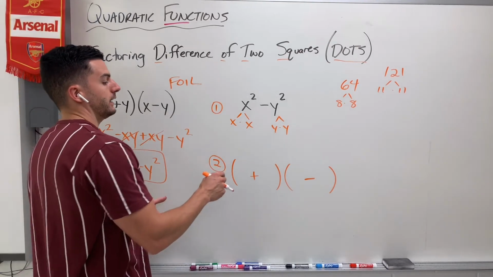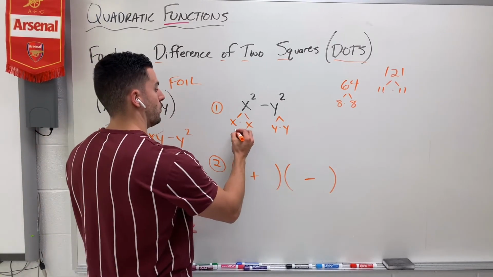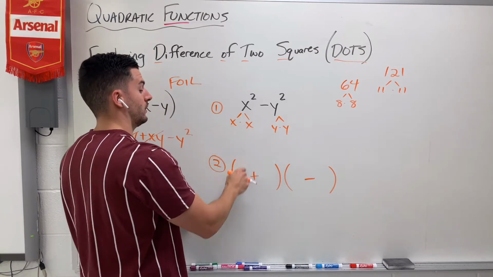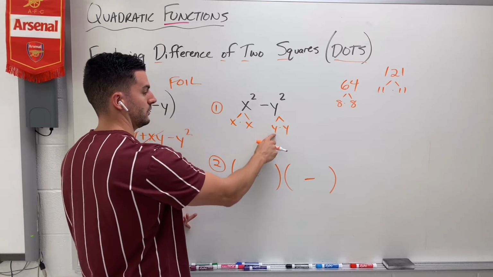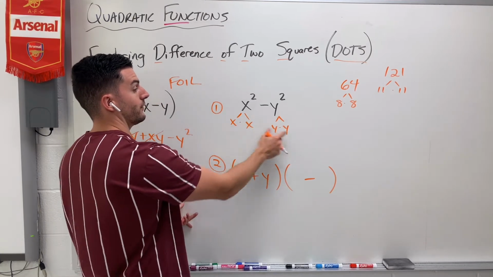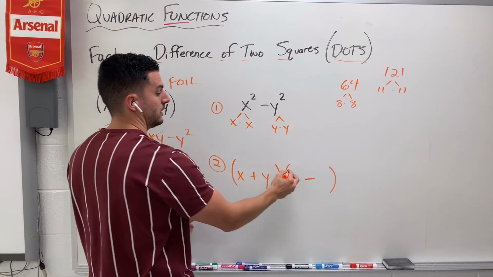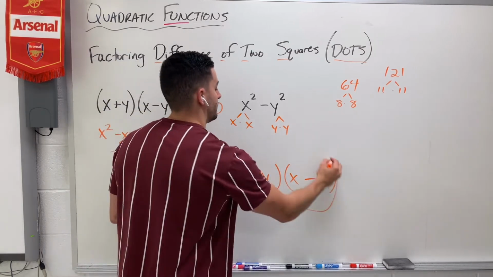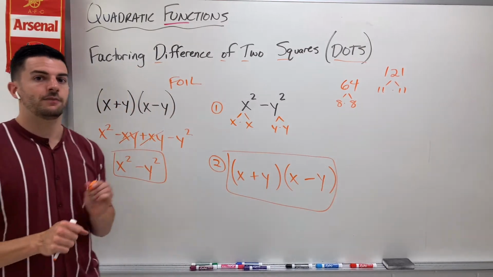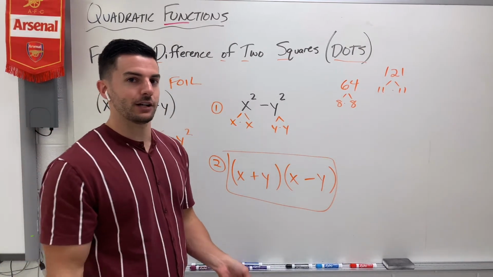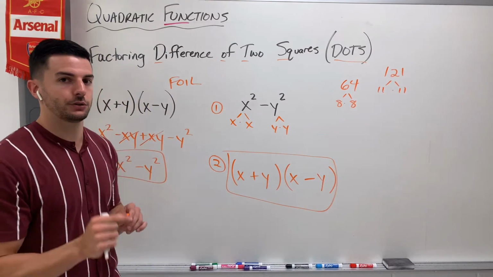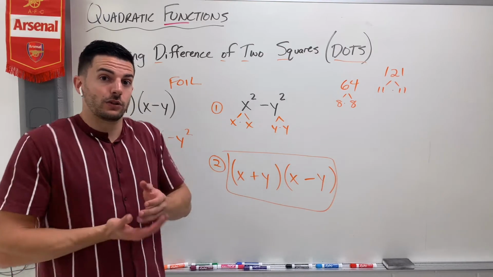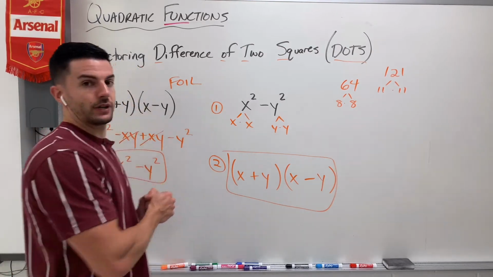One is a plus, one's a minus. And then to fill in these blanks, you just take whatever the square root of that term is and fill that in here. So it's one from each of these: x plus y and then x minus y. And that's it. That's the answer. So DOTS is the easiest way of factoring, but you can only do it with a very particular group of binomials. That is how you factor it, and it doesn't require any other work than that, which is great.